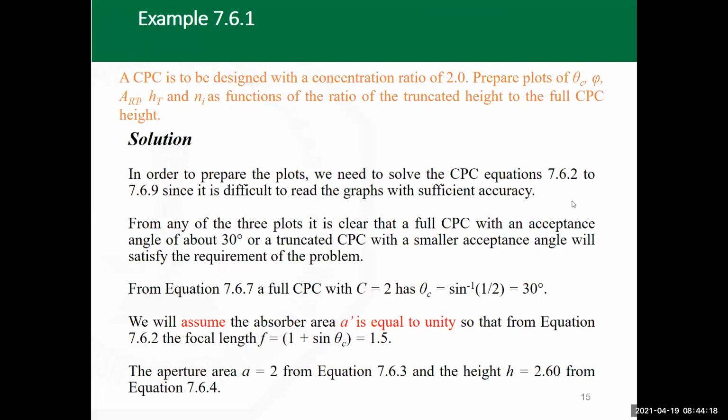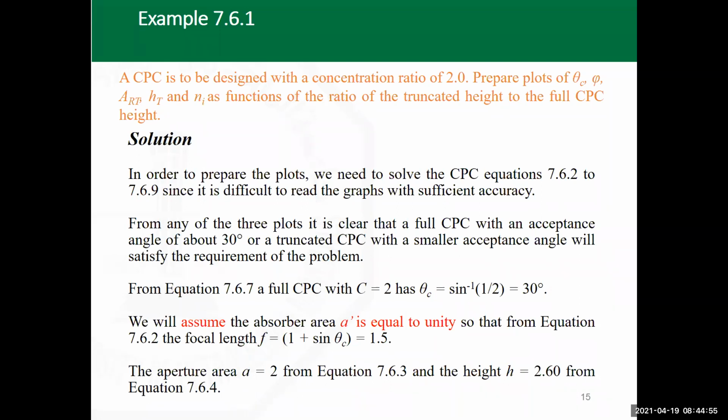Let's look at an example here. The example considers a compound parabolic concentrator designed with a concentration ratio of 2. So here we know initially that we need to design a unit, and this unit should have a concentration ratio of 2. It asks us to prepare plots of theta c, phi, A_R/A, H/A, and N as functions of the ratio between the truncated height to the full height, HT over H.